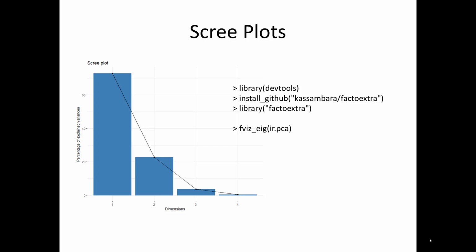In order to actually generate a Scree plot, you'll need to install another package in R. You'll need the factoextra package, which you can get from GitHub as shown on this slide. This actually installs a bunch of other packages as dependencies too. Once you've installed and loaded the factoextra package, the command to generate the Scree plot is fviz_eig.